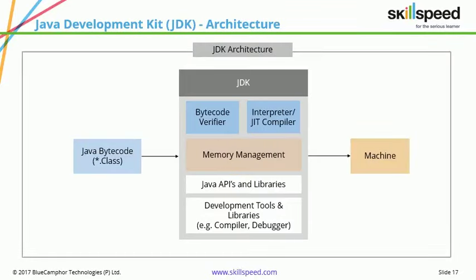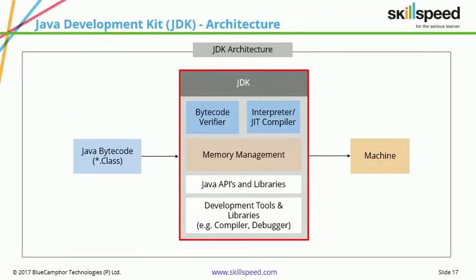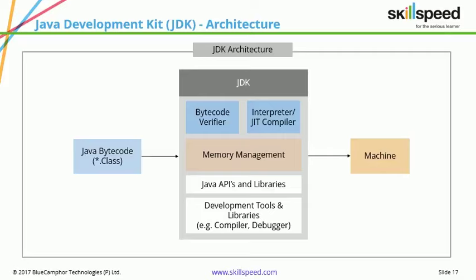So if you look at the JDK architecture, whatever Java code that we write, it converts the Java code to bytecode, and then inside the JDK we have the JRE, the Java APIs and libraries, and the development tools and libraries. We develop the program using JDK, compile it to generate a .class file, and execute it on the machine using the JRE. That's the entire architecture of JDK.